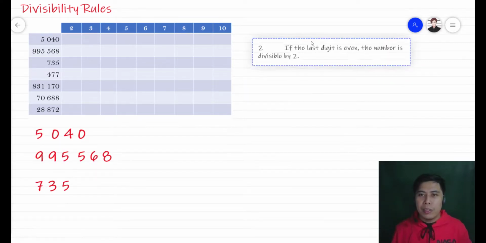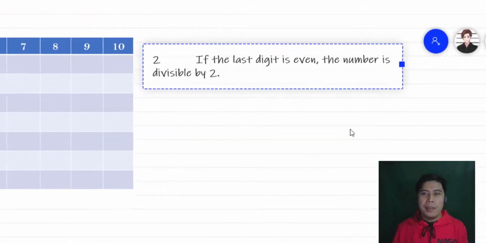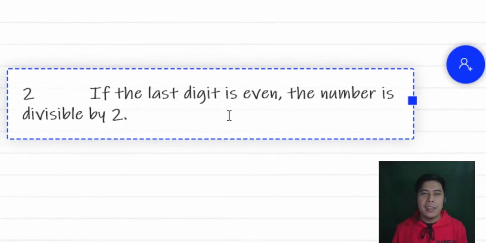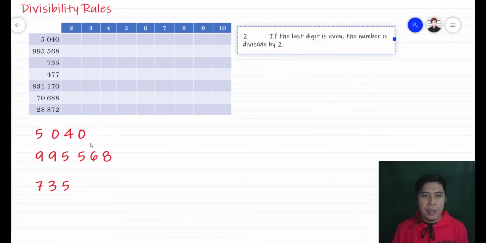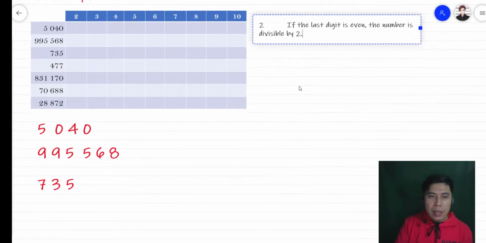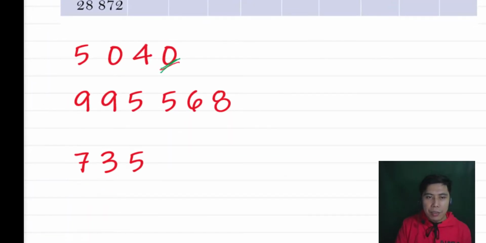So let's get started. How do we know if a number is divisible by 2? This is the rule for number 2. A number is divisible by 2 if the last digit is even. Let's take the first three numbers, 5,040, 995,568, and 735. Based on the rule, we just have to look at the last digits. For the first number, the last digit is 0. For the second, 8, and the last, 5.